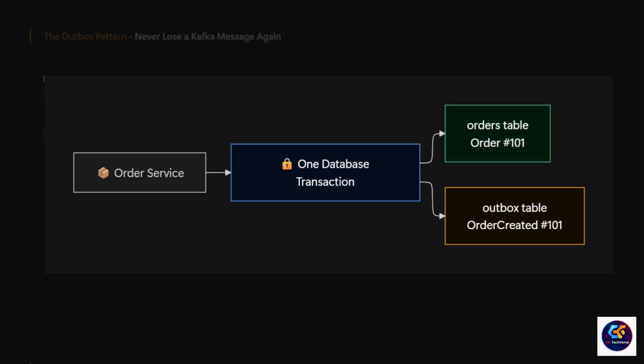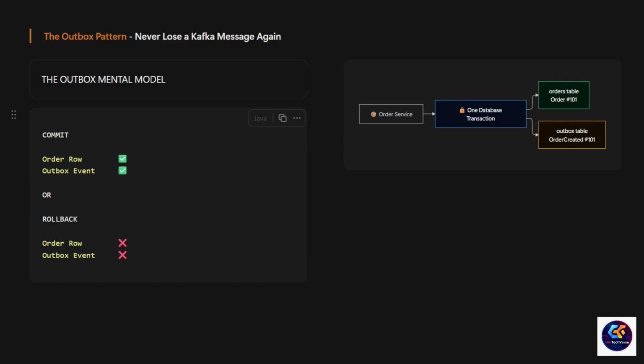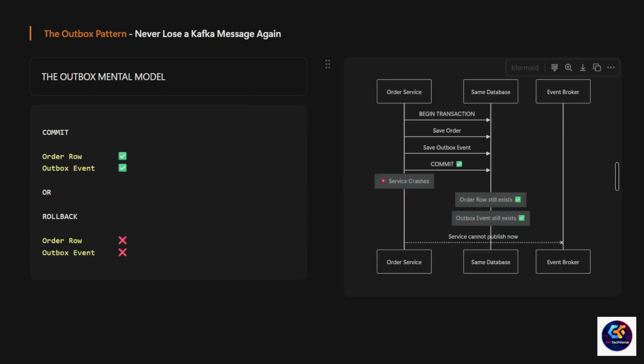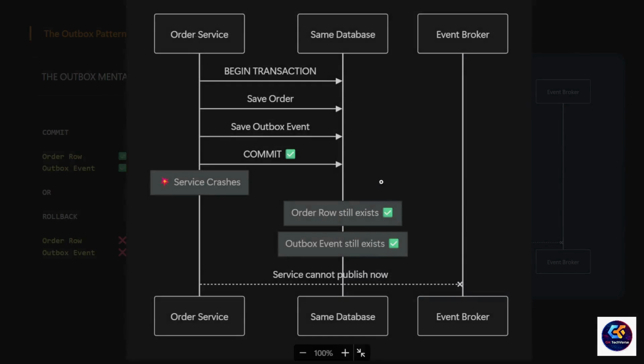Because both operations are inside the same database transaction, the database can guarantee this. If the transaction commits, the order exists and the event is safely waiting in the outbox table. If the transaction rolls back, neither exists. Now let's test the exact failure from section 1. The order is saved, the outbox event is saved, the transaction commits, and immediately after that the service crashes.